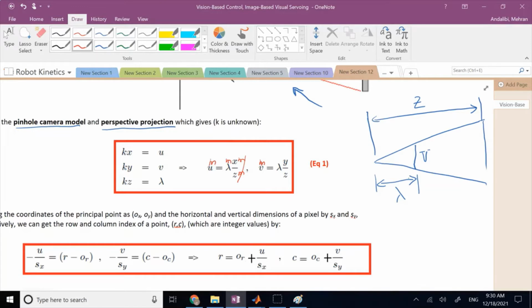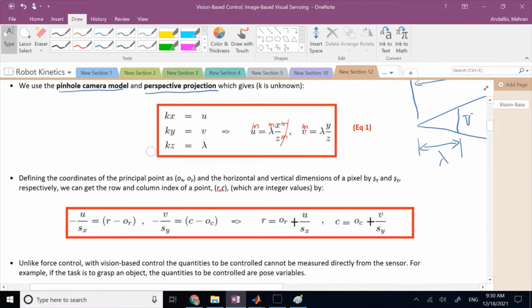But in an image, what you have is pixels. You have the object head, let's say at pixel number 200 horizontal and 400 vertical or something like that. So how do you go from unit of length, UV, to the unit of pixels, where for an image, the coordinates of a feature are shown in pixels, and we show it with R and C, the row index and the column index, because you know an image is basically a matrix.